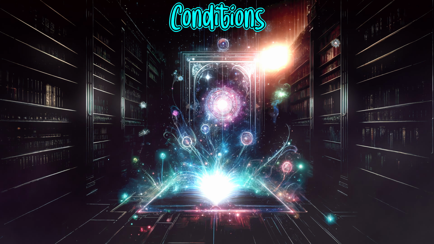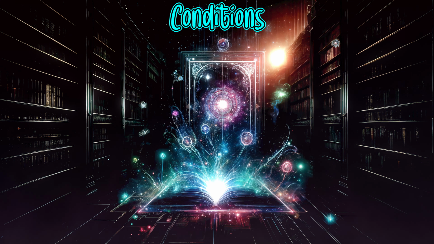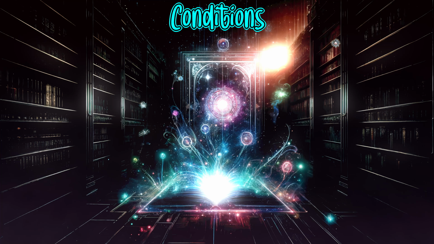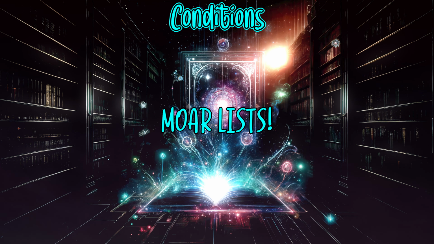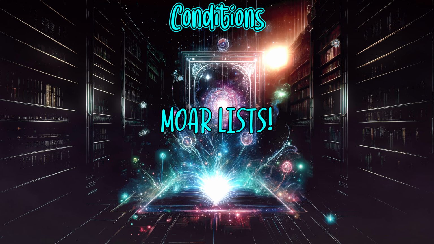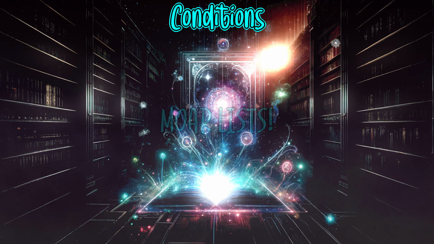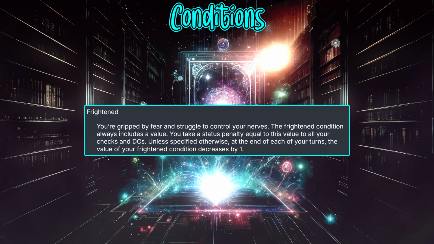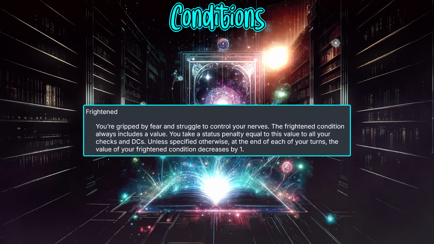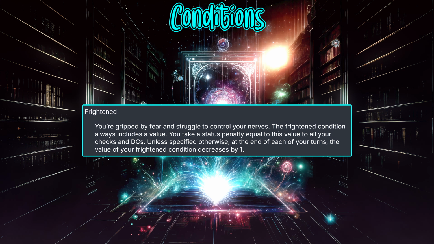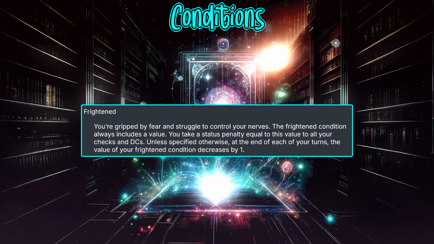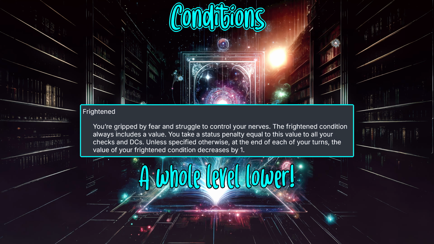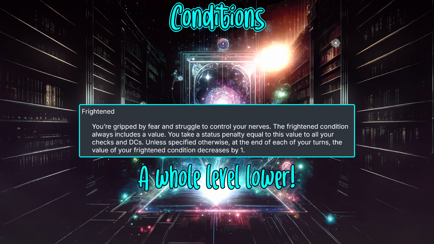This is probably going to be the most complex part of this, but there are some conditions that are amazing and some conditions that are kind of crap. I'm going to quickly list off my favorites here. I'll be grouping some of these together for the sake of simplicity, though they're not actually the same condition, just similar. Frightened and fleeing. This lowers all checks and DCs by its value and only goes down by 1 each turn. If an enemy is frightened 2, they're practically a level lower. Very powerful, and I highly recommend this condition.